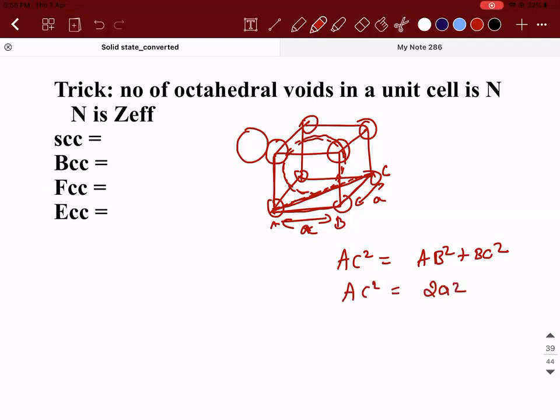Now we have to take another triangle, that is ACD. So now you can see this body centered point exactly cuts in the middle. So now calculate. Triangle ACD: AD square is equal to AC square plus BC square. So this is A, this is A. Here 4R will come. So here it will be A, 4R.